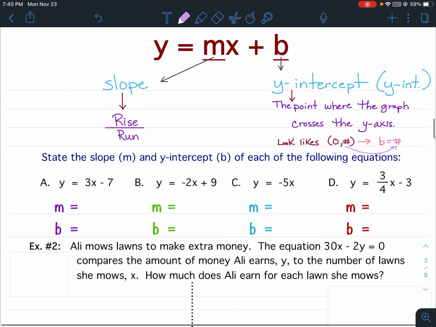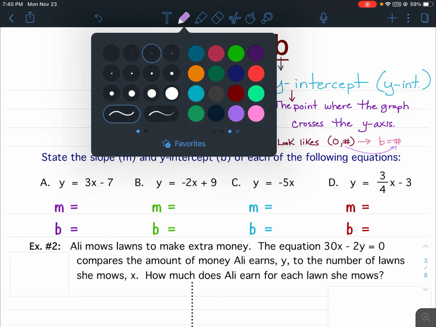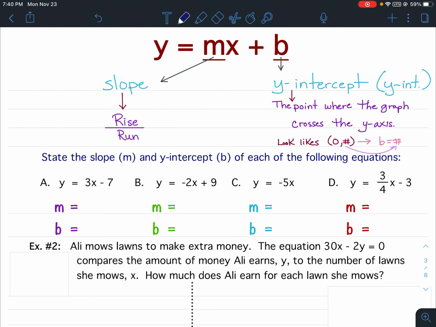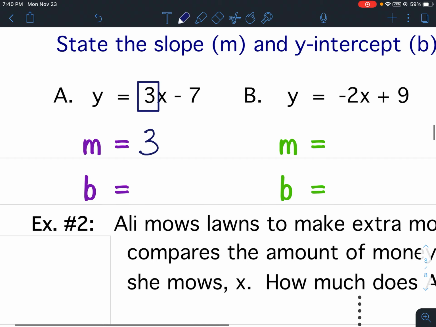Okay? So underneath that, it says state the slope and the y-intercept of each of the following equations. So for A, again, slope is in front of x. So box that 3. That is your slope. The y-intercept follows the x. And the sign in front of the number goes with the number. So my y-intercept isn't 7, it is -7. So my slope is 3, my y-intercept is -7.